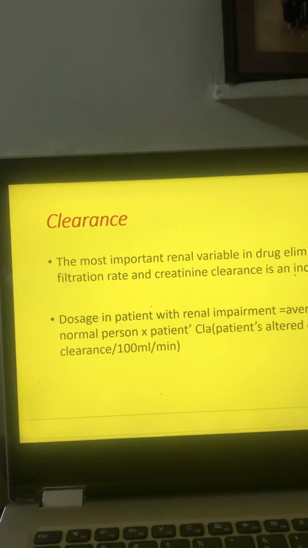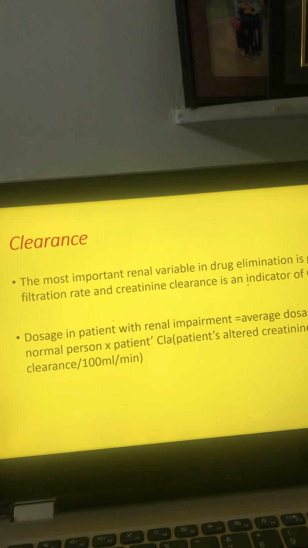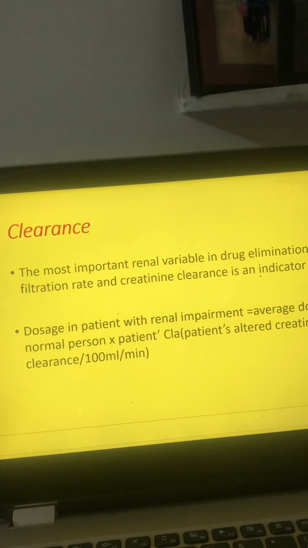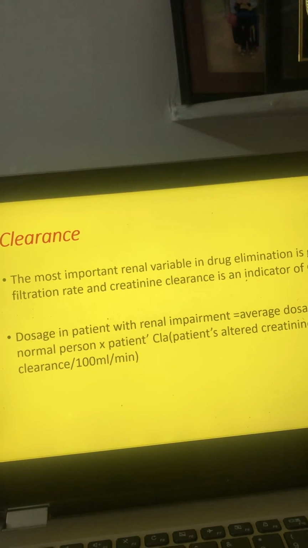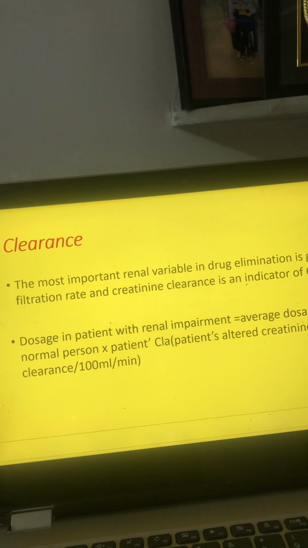Now here's a case scenario. The dose of entecavir is adjusted based on the patient's renal status as determined by creatinine clearance. Greater than or equal to 50: 0.5 milligram once a day; 30 to less than 50: 0.25 milligram once a day; 10 to less than 30: 0.15 milligram once a day.